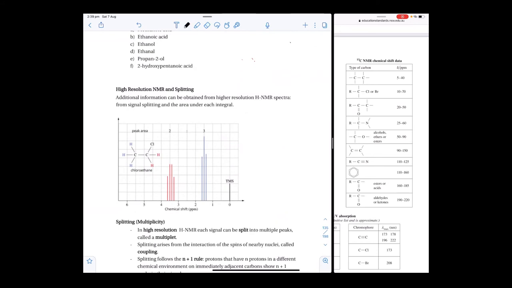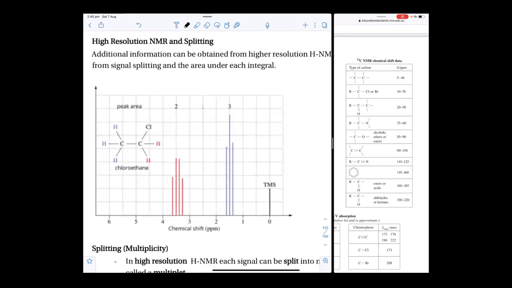Okay. Now, with NMR spectroscopy, this is solely for hydrogen, everyone. We don't have it for carbon. For carbon, it's just carbon 13 NMR. But for hydrogen NMR, we can have low-resolution hydrogen NMR, or we can have high-resolution hydrogen NMR. The only difference is, with high-resolution hydrogen NMR, we see a phenomenon called splitting, which gives us one extra piece of information, okay?